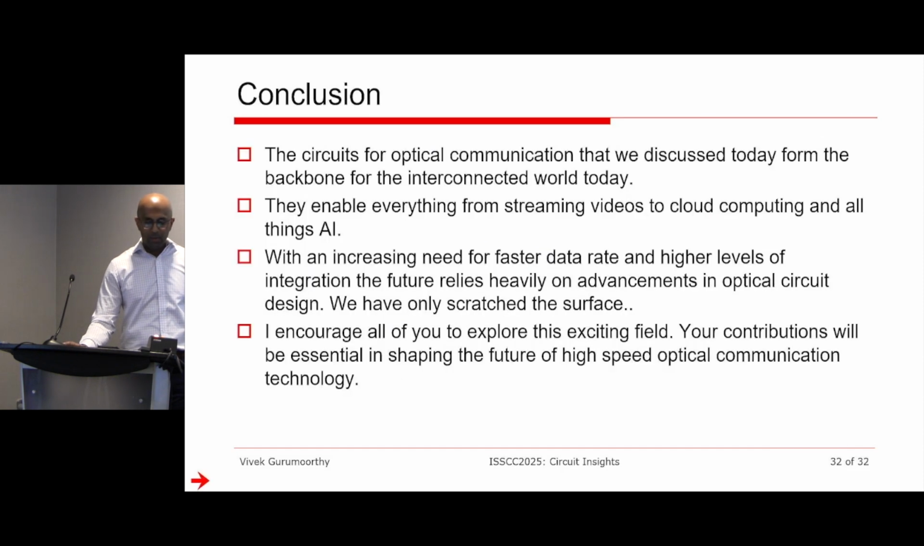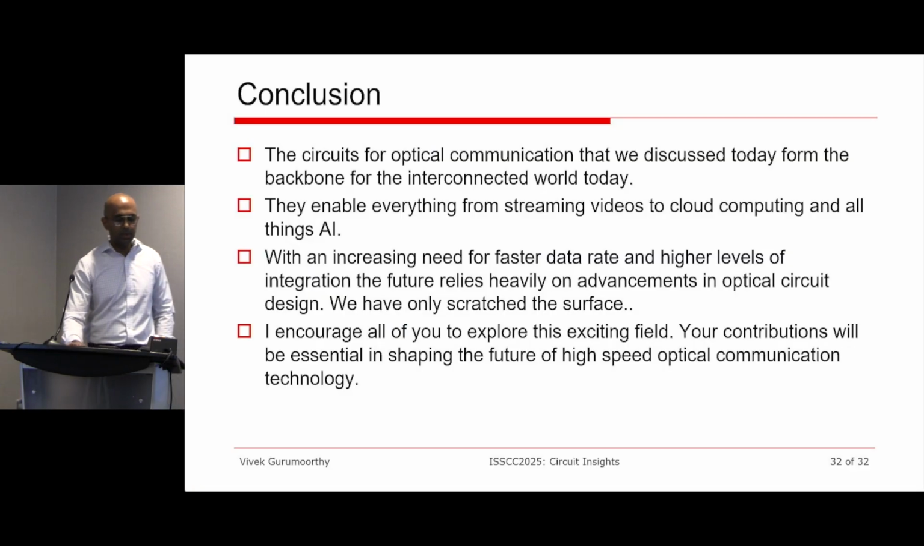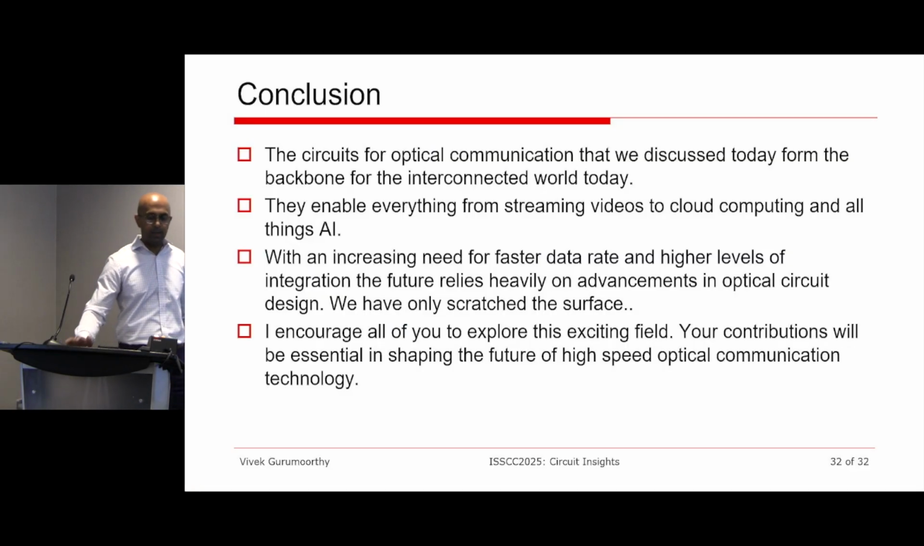All right, so that concludes my talk. Almost all the circuits that we designed today form the backbone for the interconnected world, right? You stream a video, do things on your AI, everything is going through some kind of optical module like this. And the need for going faster is only increasing, right? So it's going to be a pretty exciting field.